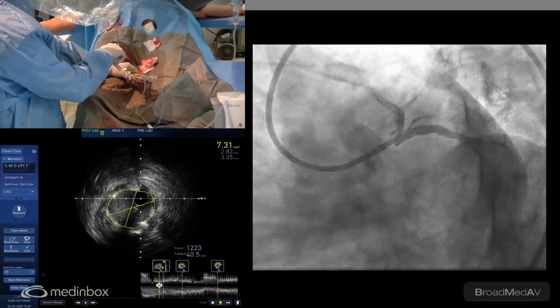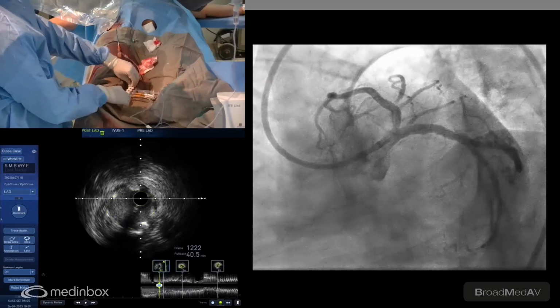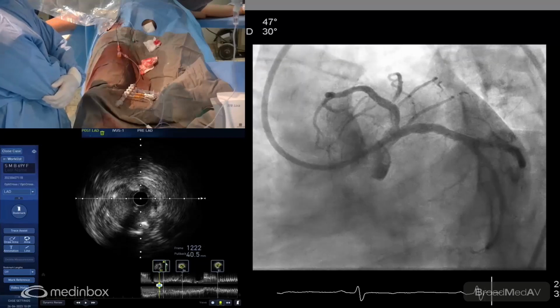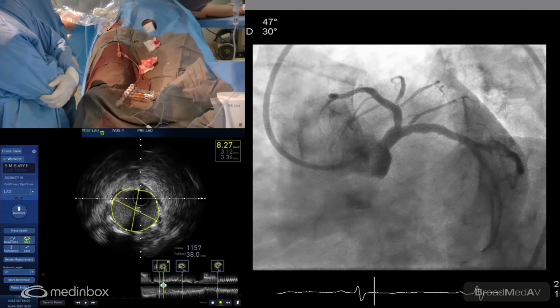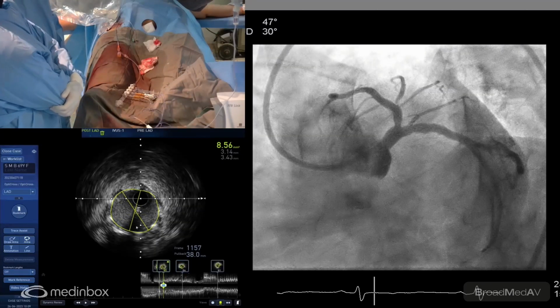All the side branches are preserved, and that's the other good part of the synergy stent, that you can literally preserve every branch as you go in. So I'm pretty happy with this result.